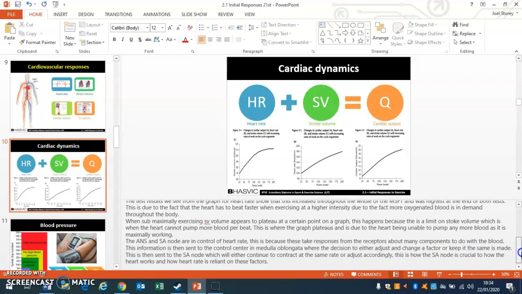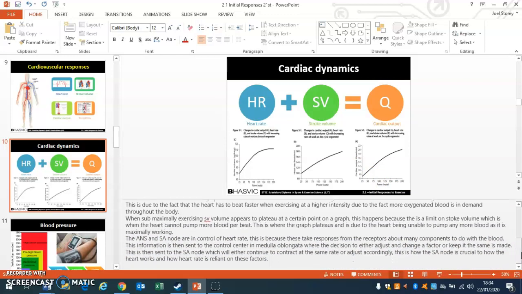When submaximally exercising, stroke volume appears to plateau at a certain point on the graph. This is because there is a limit on stroke volume, which is when the heart cannot pump more blood per beat. This is where the graph plateaus and is due to the heart being unable to pump more blood as it is working maximally. The ANS and SA node are in control of heart rate.